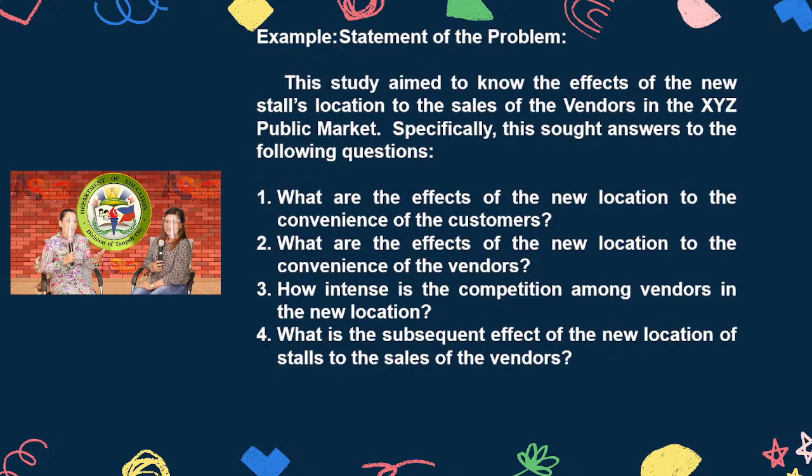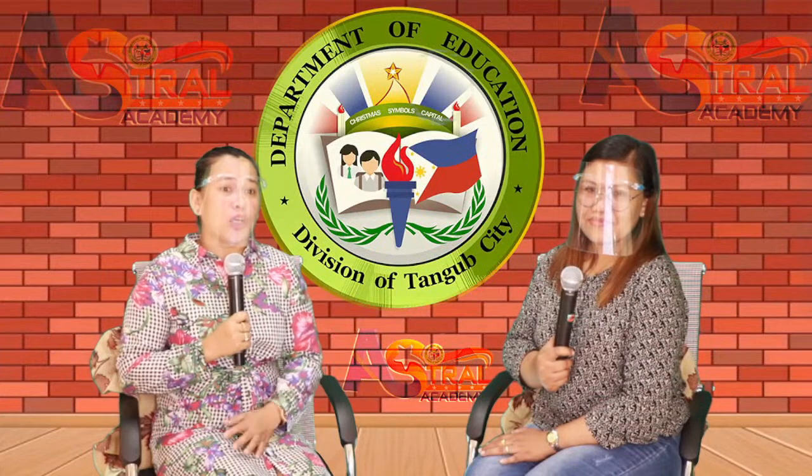So the first one, what are the effects of the new location to the convenience of the customers? Second, what are the effects of the new location to the convenience of the vendors? Third, how intense is the competition among vendors in the new location? And last, what is the subsequent effect of the new location of stalls to the sales of the vendors? So at this time, based on your research findings, formulate your conclusion.